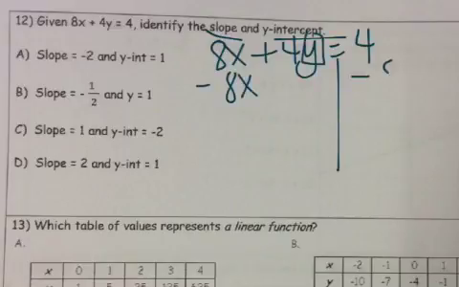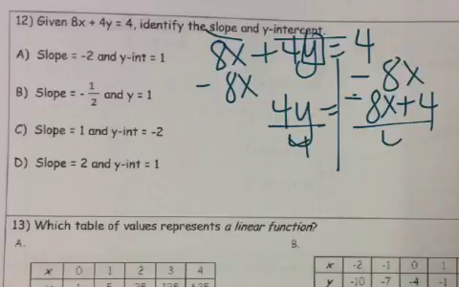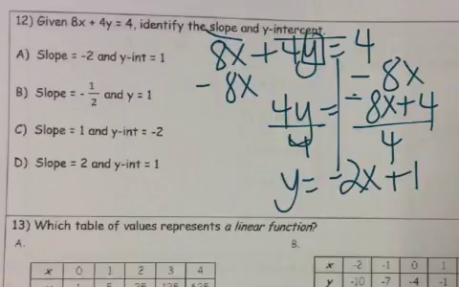Minus 8x, we always move the x first. 4y equals negative 8x plus 4. Divide by 4, divide by 4, y equals negative 2x plus 1. How did I get that? Negative 8 divided by 4 is negative 2, and 4 divided by 4 is 1. So the slope is negative 2, and the y-intercept is 1.